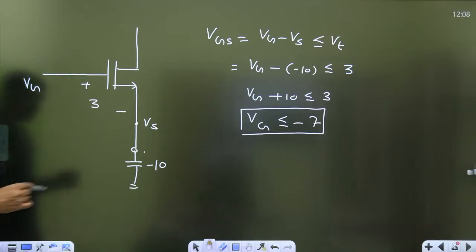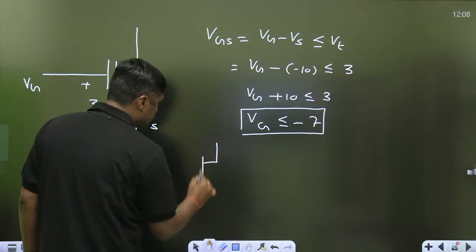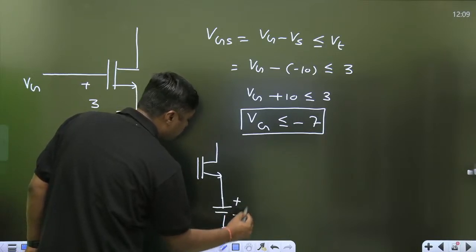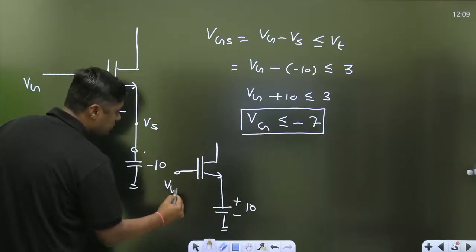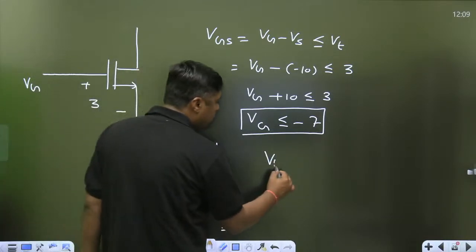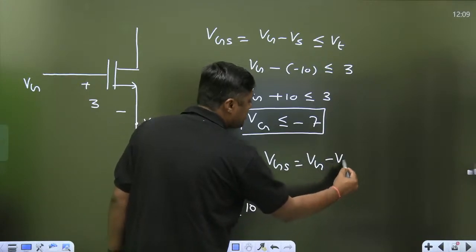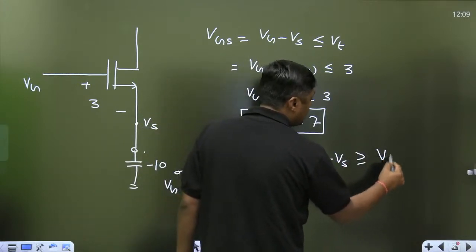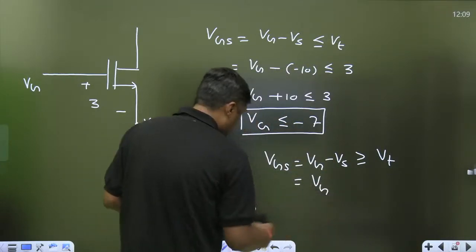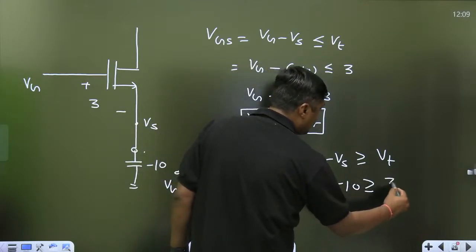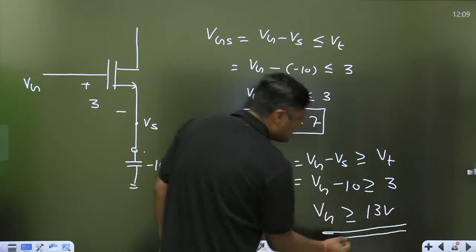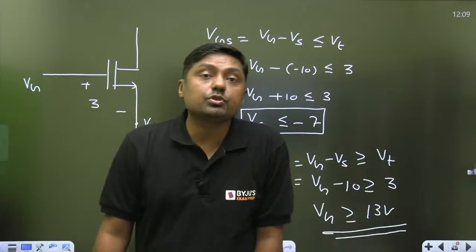Second thing, when this capacitor is charged up to plus 10 volt, and this is the VG, and this is the VGS, and this switch should be on, then always remember VGS is equal to VG minus VS. It should be greater than or equal to VT. So what is the VG? VG is the VG. What is the VS? Minus 10. It should be greater than or equal to 3. Then VG should be greater than or equal to 13 volt. Then the switch will be on.